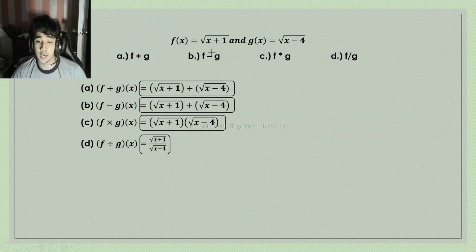Ganun din sa pag-minus. Pag difference naman hinahanap natin, we substitute the value of f of x to value of f, and we substitute the value of g of x to g. And ganun din sa may product. Pag hinahanap natin product, ganun din, we substitute the value of f of x, which is square root of x plus 1, multiplied by value of g of x, which is square root of x minus 4.